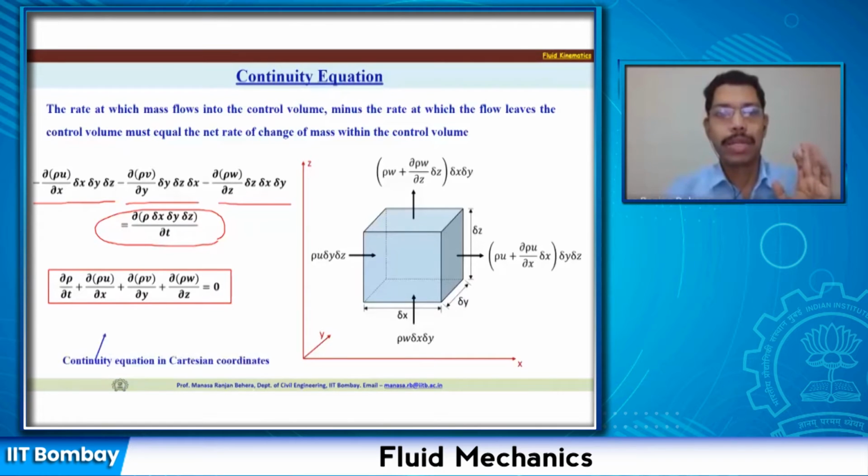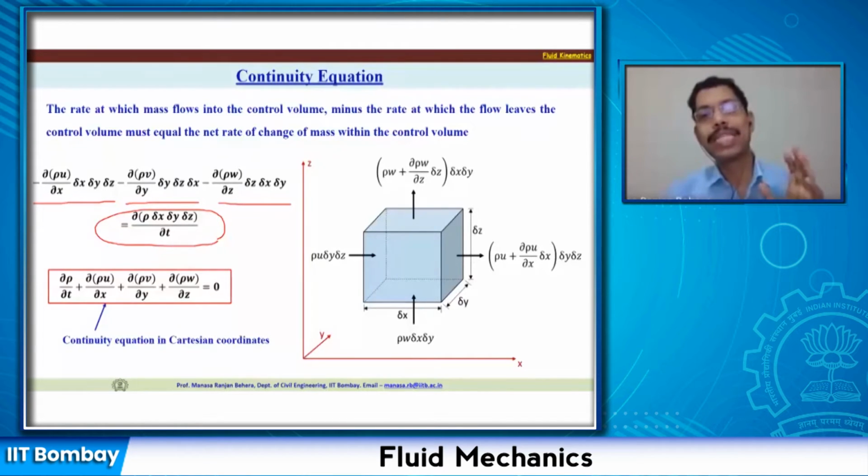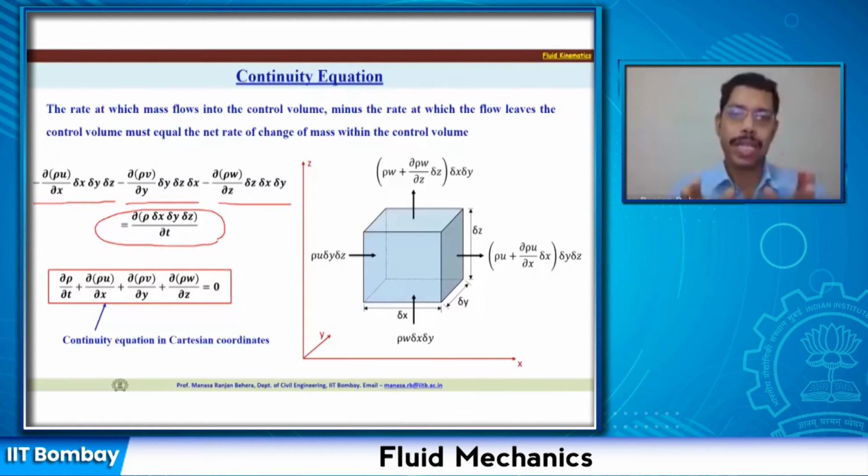Now, this equation is in Cartesian coordinates because we have considered x, y and z directions. There are other coordinate systems. You may have polar coordinate system, you may have spherical coordinate system. So for different coordinate systems, this equation will change, which we will not talk about in this particular lecture or in this course possibly. At a later stage when it is required, we will bring it up. Okay. So right now, this is the continuity equation in Cartesian coordinate system.